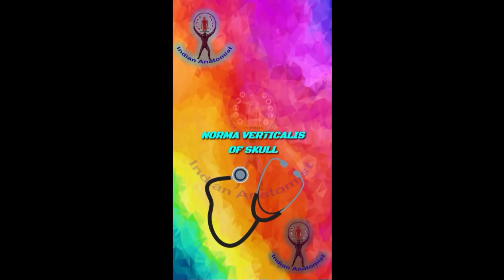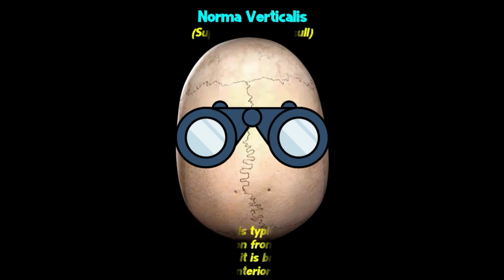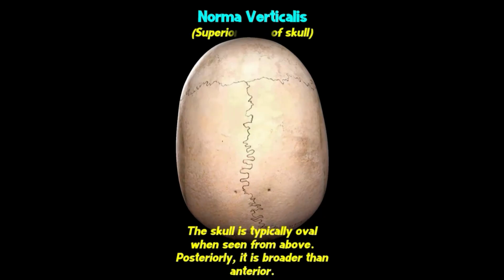Hi medicos. Today we are going to discuss the Norma Verticalis of the skull. Norma Verticalis is the superior view of the skull. In this view, the superior or vertical view of the skull is typically oval in shape. In Norma Verticalis, the posterior part of the skull is broader than the anterior part.